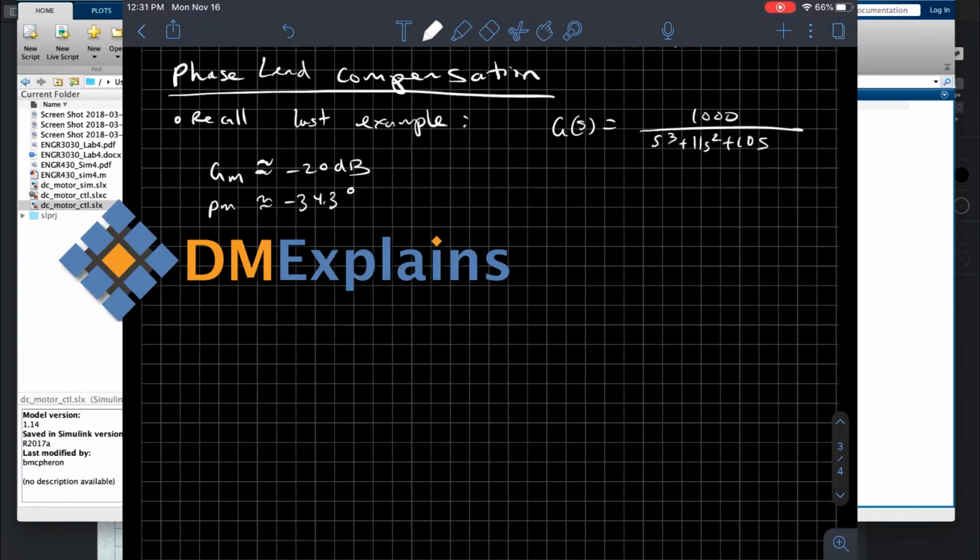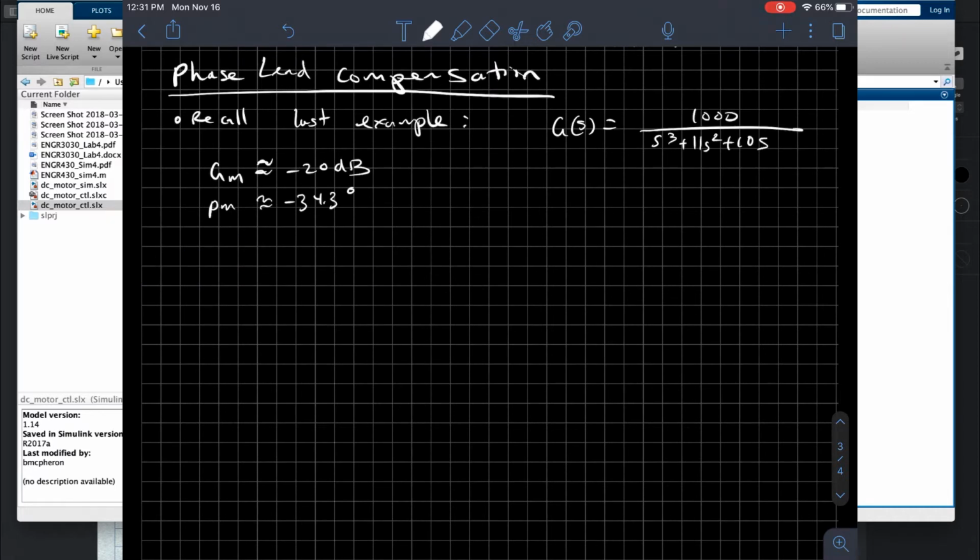In this video, I'm going to talk to you about phase lead compensation, which is our first type of controller we're going to look at, which looks at the frequency response to determine control performance. If you remember from the previous video about frequency response and stability, link in the upper corner, you'll remember the example we did with G(s) equal to 1000 over s cubed plus 11s squared plus 10s. We got a gain margin of around negative 20 decibels and a phase margin of negative 34 degrees, which means that the system was unstable.